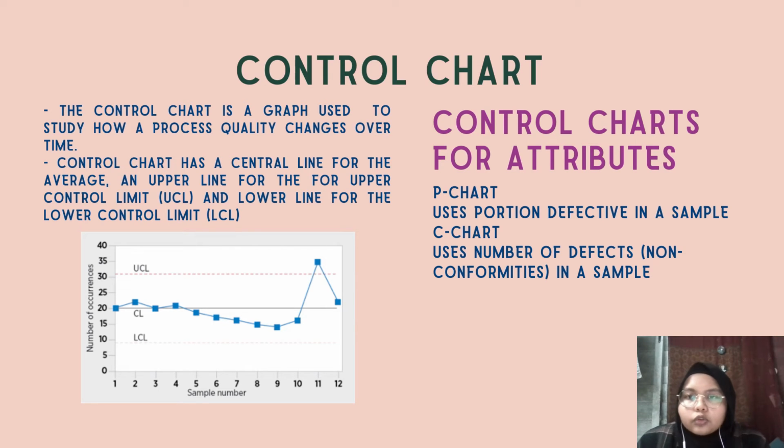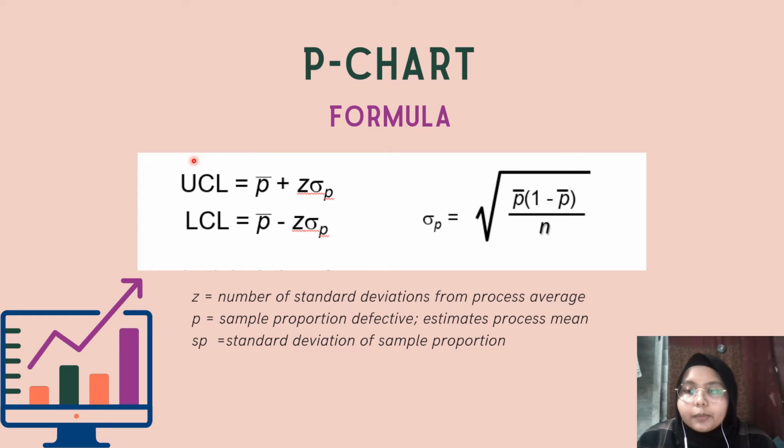There are two control charts for attributes, which are the P chart and the C chart. The P chart uses proportion defective in a sample, while the C chart uses the number of defects, non-conformities, in a sample. To develop a P chart, we must find the UCL and the LCL of the chart.